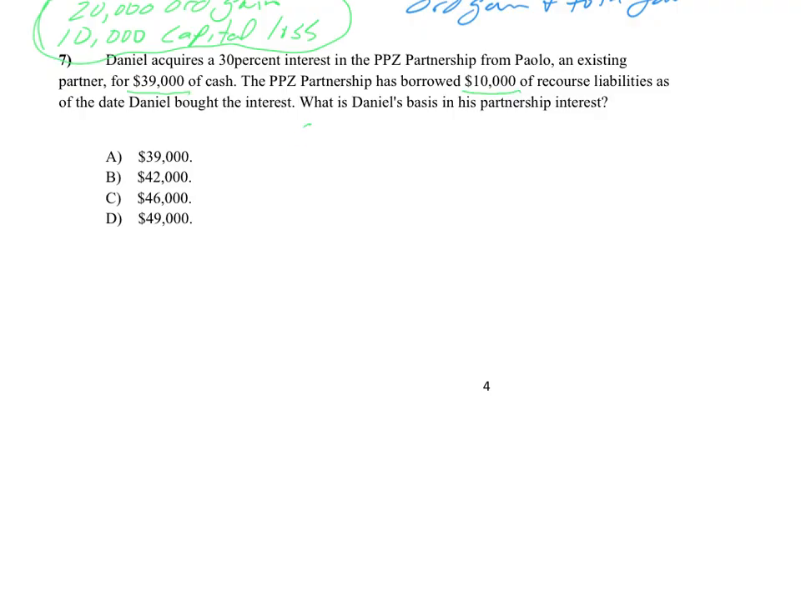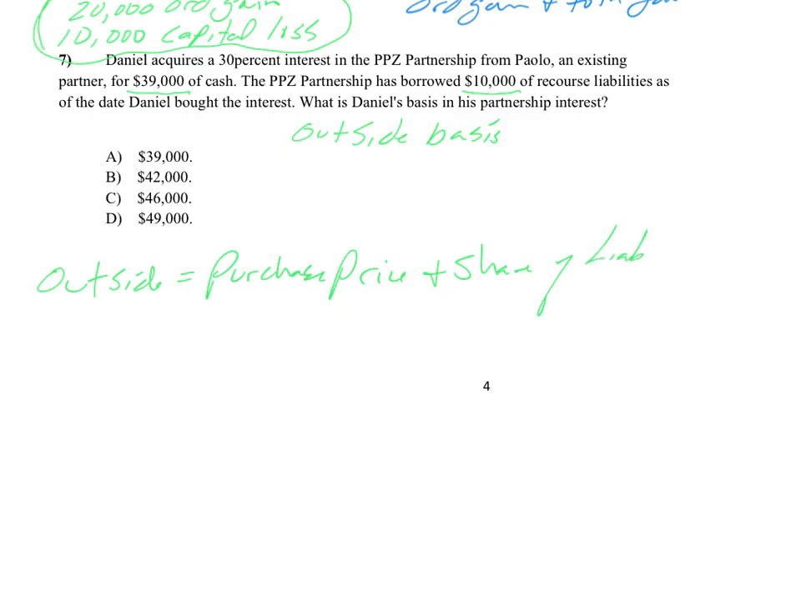So we're interested in his outside basis. All right. So what is his basis? Well, his outside basis equals purchase price plus his share of liabilities. Okay?